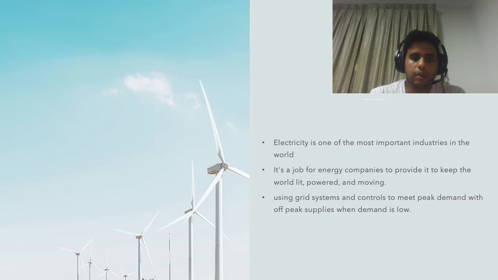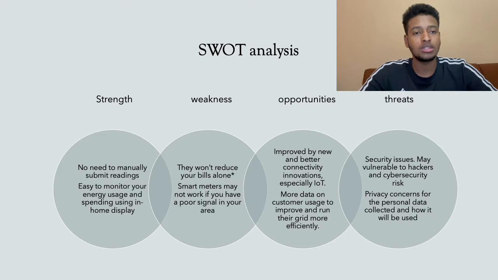However, the electricity industry is one of the most important industries in the world. It is a job that falls on energy companies to provide enough of it to keep the world lit, powered and moving. The electrical power industry includes all of the steps in producing electricity from natural resources. I'm going to discuss the current solution.